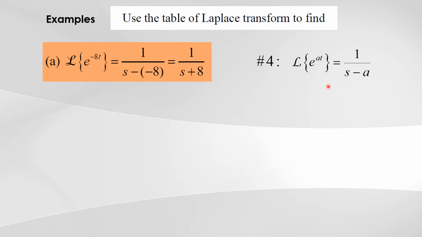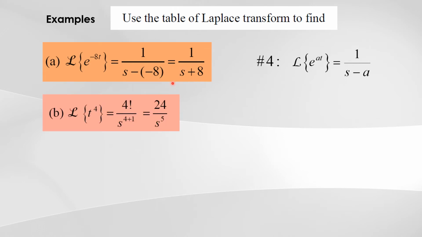So since the transform of e to the at is 1 over s minus a, we just have to replace this a by negative 8 as given in the question. So the answer for the Laplace transform of e to the minus 8t is equals to 1 over s minus a, where a is negative 8, that is equals to 1 over s plus 8.